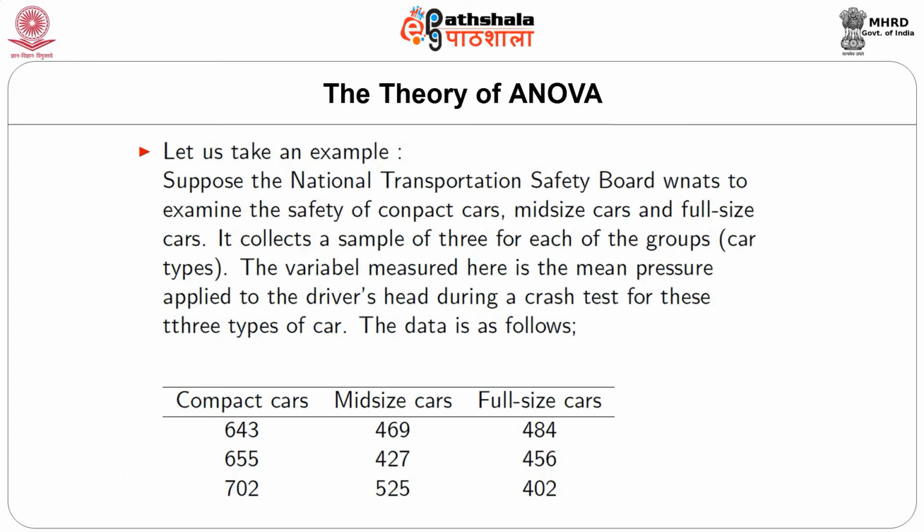Let us take an example. Suppose the National Transportation Safety Board wants to examine the safety of compact cars, mid-size cars and full-size cars. It collects a sample of 3 of each of the groups. The variable measured here is the mean pressure applied to the driver's head during a crash test for these 3 types of cars. The data are as follows. For compact cars, these 3 numbers; mid-sized cars, another 3 numbers; full-sized cars, another 3 numbers.